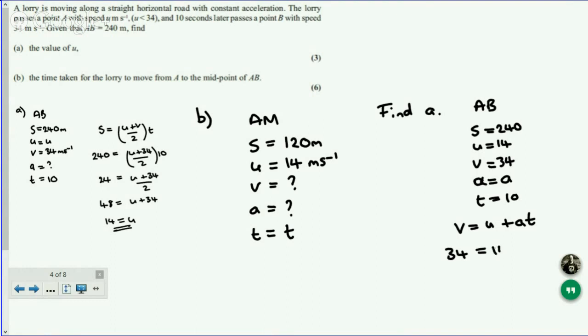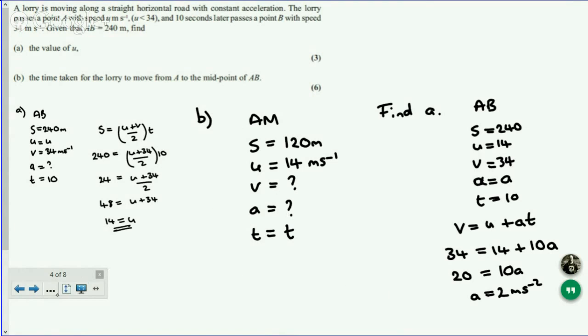So we've got final velocity equals the initial velocity plus 10 lots of A. Subtract 14 from both sides and divide by 10. So our acceleration is 2 meters per second squared, which means every second it goes 2 meters per second faster.